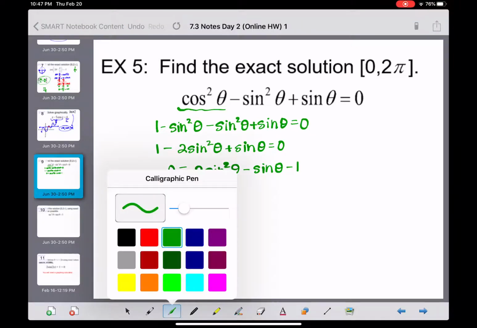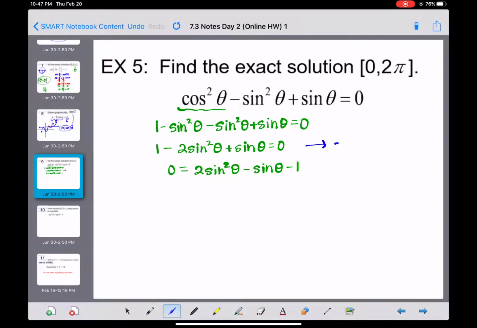If that's kind of confusing to you, just realize you could reorder this, and essentially I'm just factoring out a negative. So it becomes positive 2 sine squared, negative sine, and negative 1. And then if you divide by negative 1, that would go away. So what we want to do there is factor.